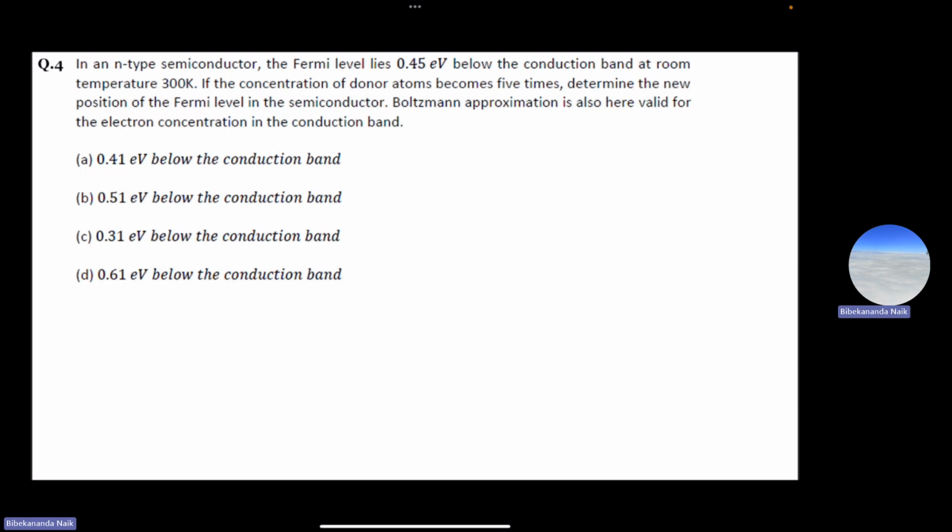So we know for n-type semiconductor, according to Boltzmann's approximation, we can write n equals Nc e to the power (EF minus EC) by kBT, and here Nc is the total available number of states at the conduction band. So you will use this formula and calculate what will be the new position of the Fermi level in the semiconductor. I'll give you a few minutes to try this question and then I will discuss how to approach this problem.